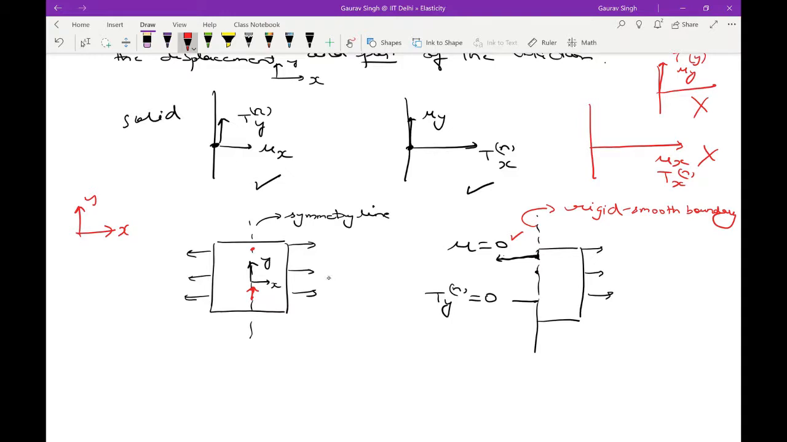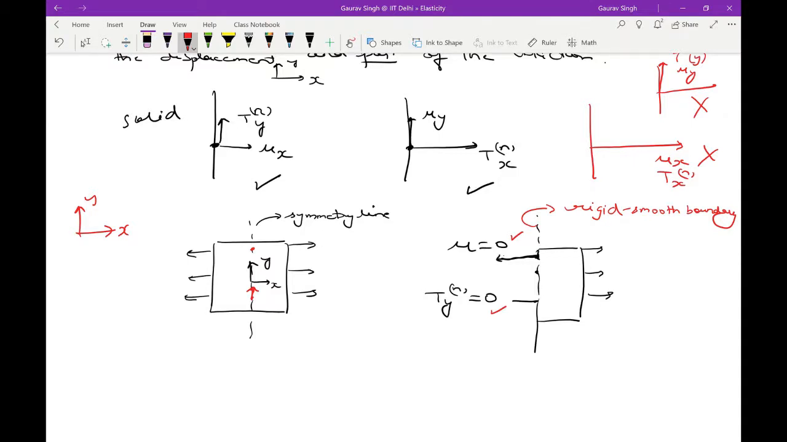If the loading was somewhat inclined, then you cannot say this, but because of this particular loading, you can confidently say that there will be no traction in the y direction. Okay, so that is the reason why this second condition is written. So this is called a so-called rigid smooth boundary. There is zero normal displacement and zero tangential traction.